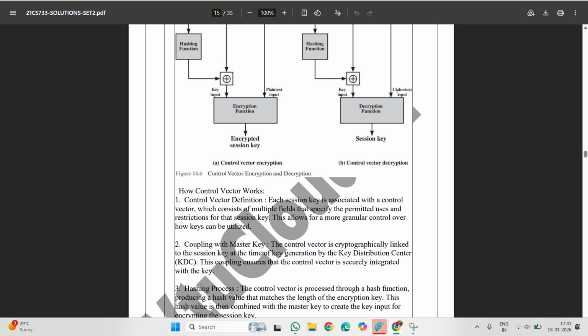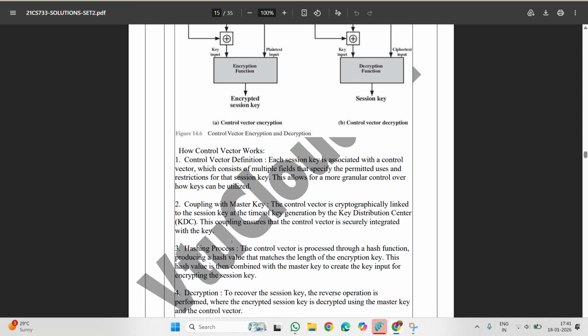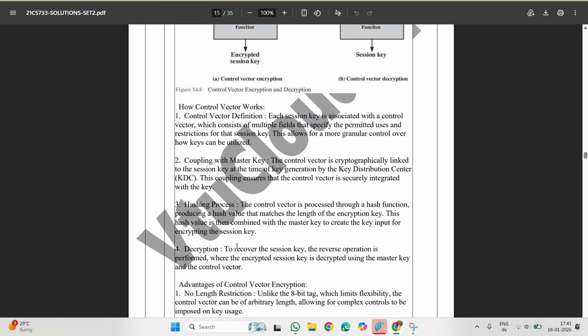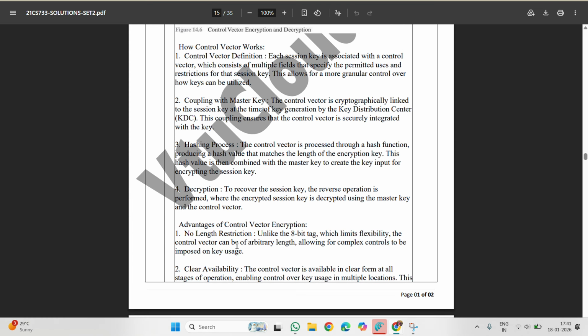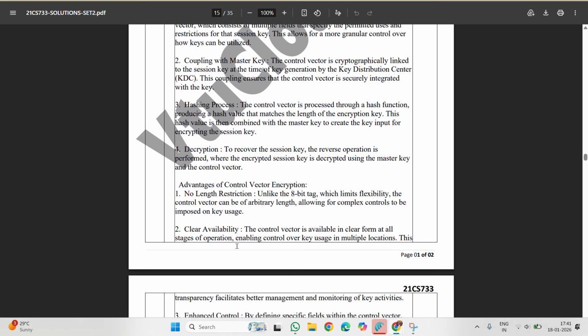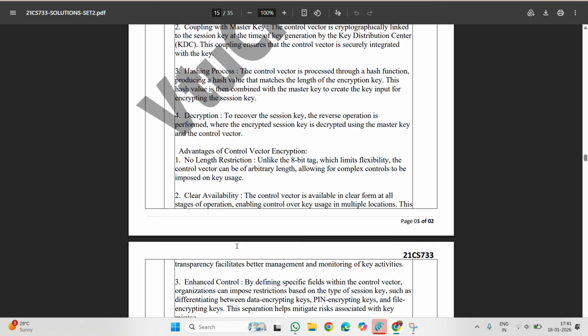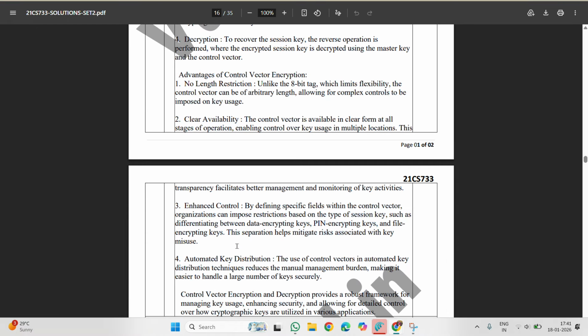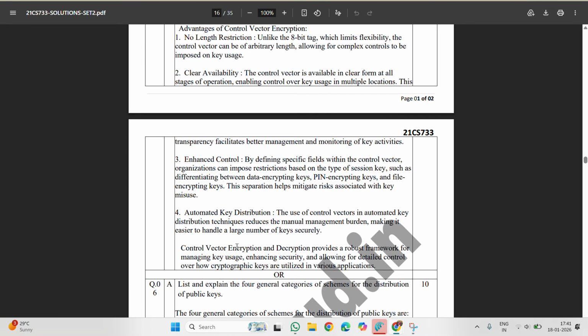Next, how control vector works. Control vector definition, coupling with master key, hashing process, decryption, and list the advantages of control vector encryption, like no length restriction, clear availability, enhanced control, automated key generation. These are some advantages of control vector encryption.